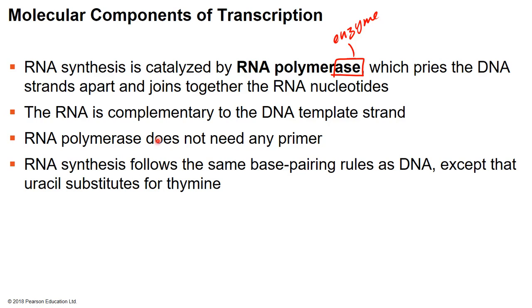So again, this enzyme is similar to the DNA polymerase, but there are some differences, and we're gonna discuss these differences. But it is used to make a single-stranded RNA molecule using a DNA template. The RNA polymerase does not need a primer. The RNA polymerase uses the same base pair rules as the DNA, except uracil is used instead of thymine.